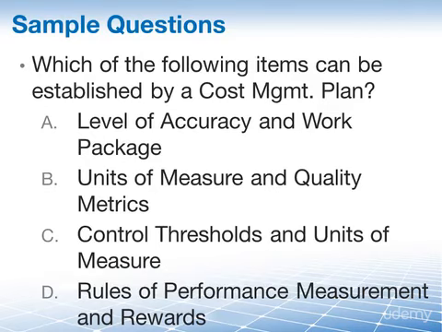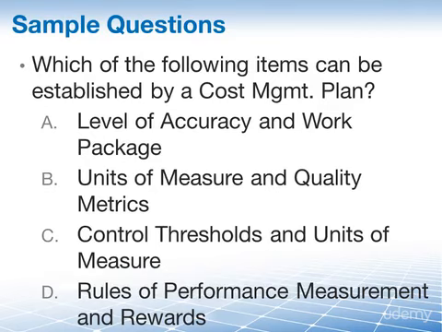Okay, so when I read these questions, in each question there is something that I remember from the lesson today. For example, in D, rules of performance measurement. We just looked at that just a couple of slides ago. In B, units of measure, yes. A, level of accuracy. Okay, but there's always a combination. So we have to know, if we want to answer A, level of accuracy, I'm 100% sure that's in there. But work package, we didn't talk about work package in this whole lesson, so definitely A is out. B, units of measure, yes. Quality metrics, no. We didn't talk about quality metrics just now, so that's out as well.